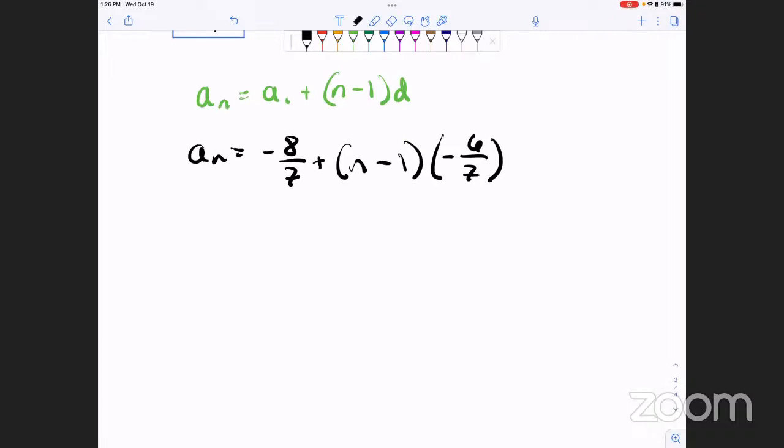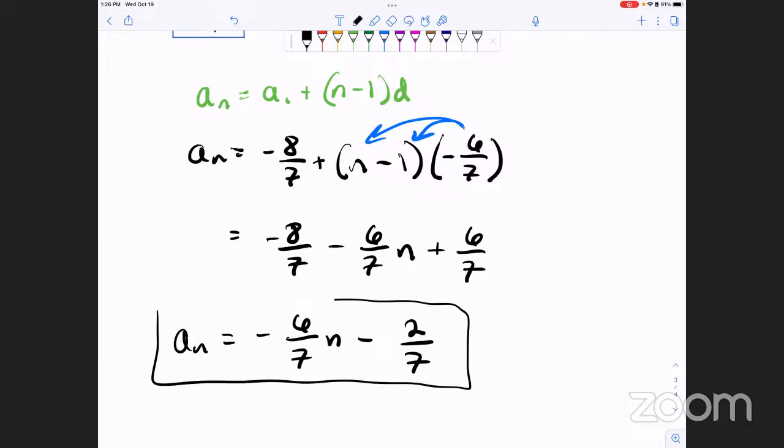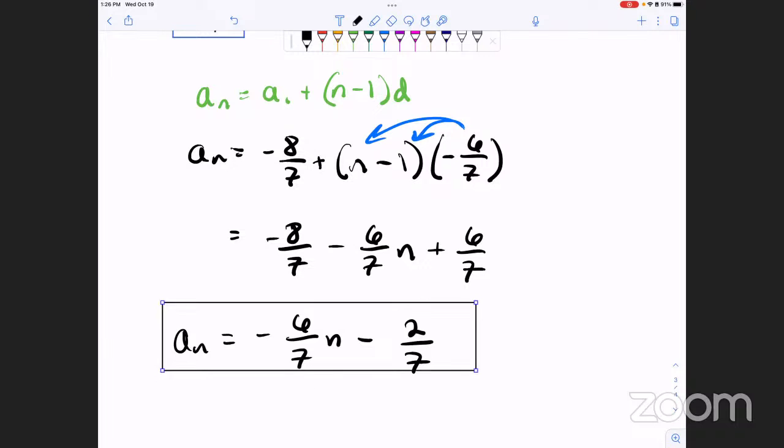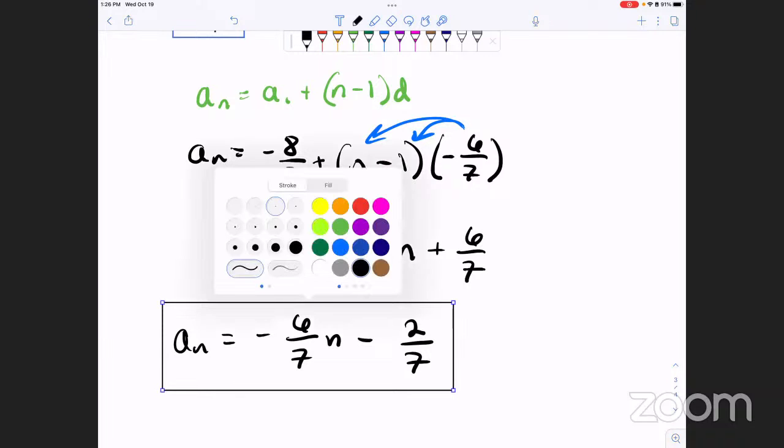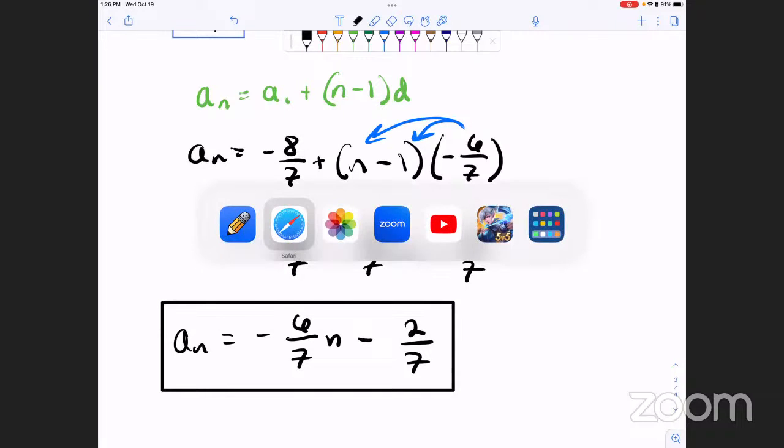Combine like terms, distribute, stuff like that. Like this guy can distribute. We have this negative 8/7 minus 6/7 n plus 6/7, combined like terms, negative 2/7. I think that's it. So just try that. If that doesn't work, we can talk about it more. Okay. All right. Let's see.